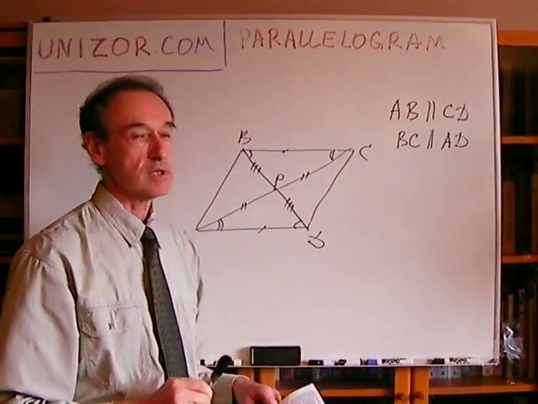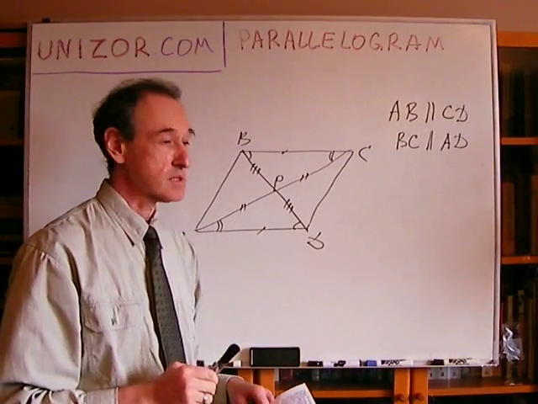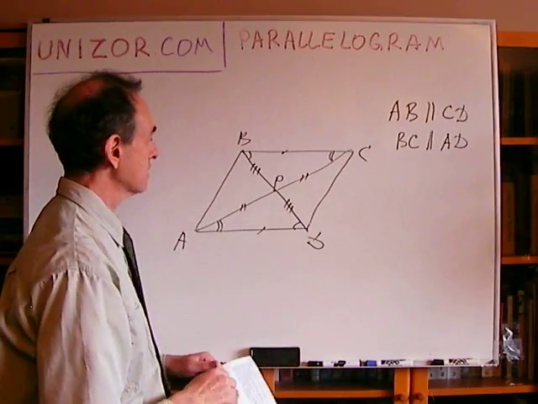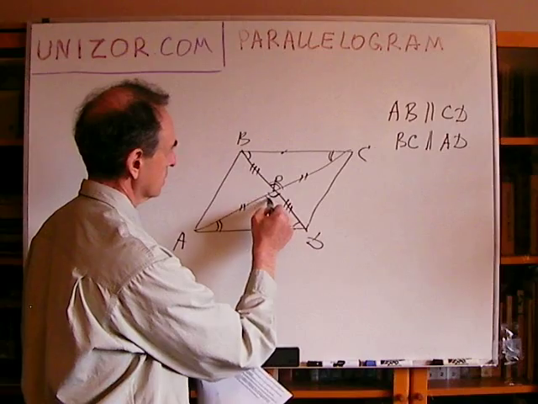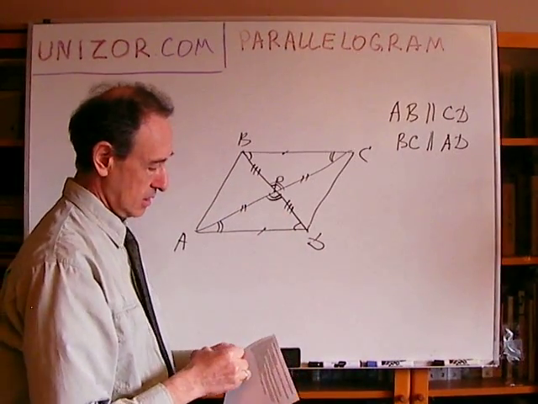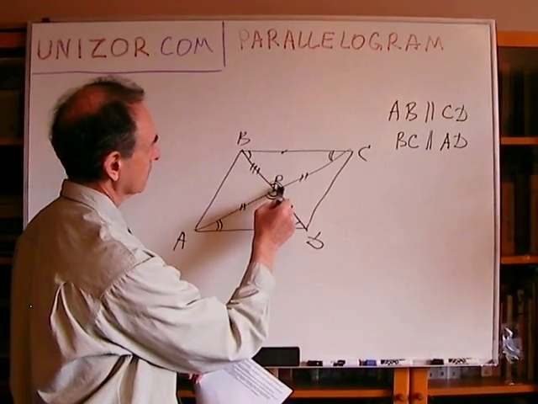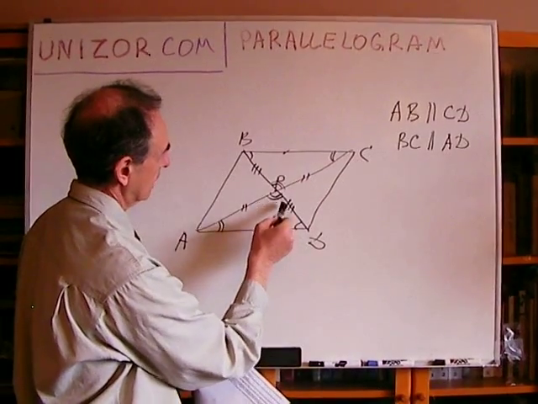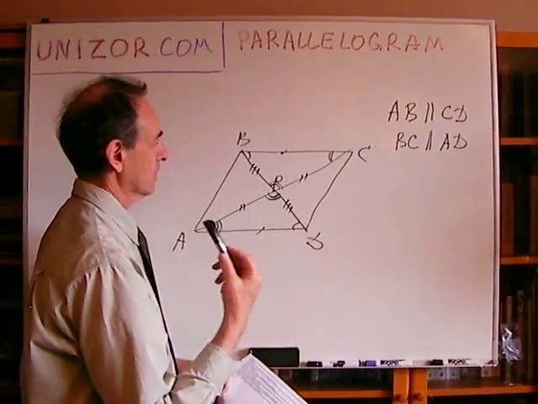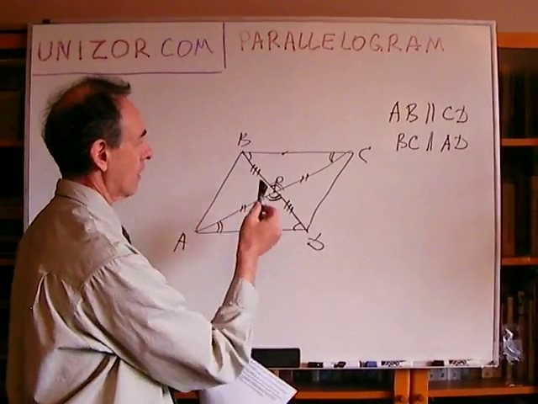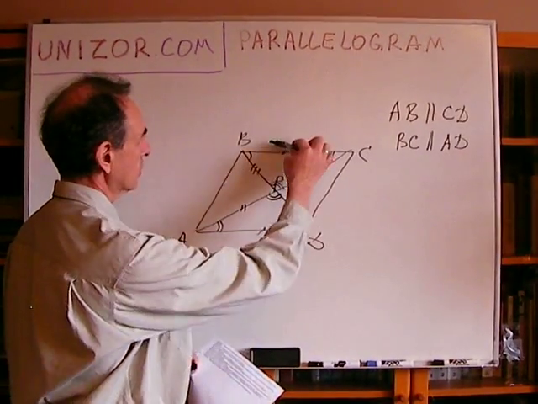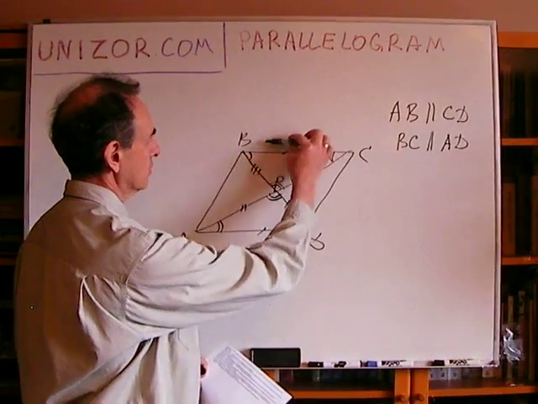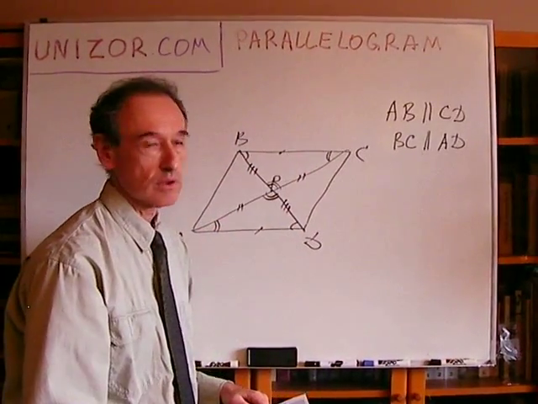Now the question is, how can we prove that this is a parallelogram? Well, easily. Now this angle is vertical, and this is vertical, right? So now we have side, angle, side. Side, angle, side. And that's why the triangles are congruent to each other, and that's why we have these two sides opposite to each other congruent.